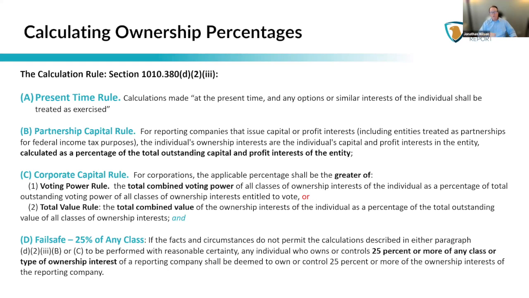If you are a partnership, you are supposed to calculate the total capital and profit interests of the entity, and then determine what percentage of that combined capital and profit interests each individual would get. Now, for my friends who are tax lawyers, this hurts your brains.